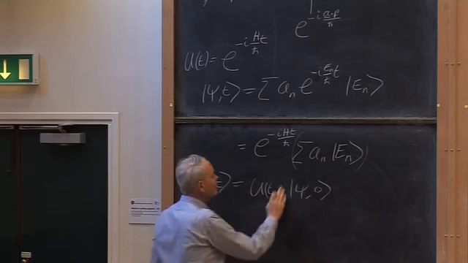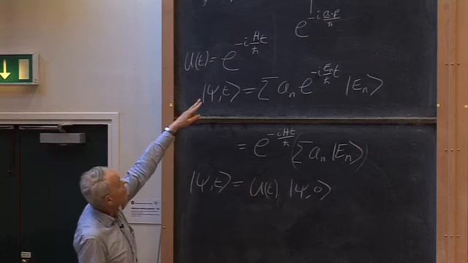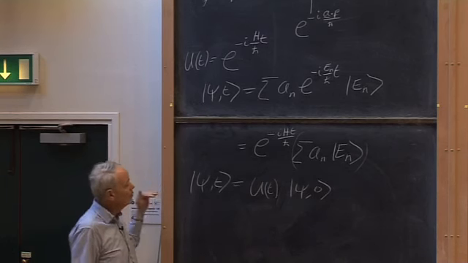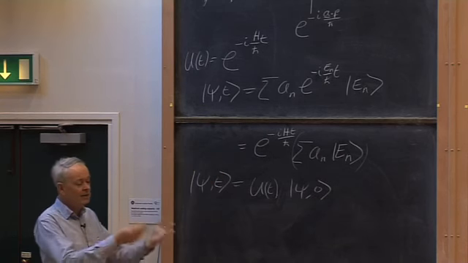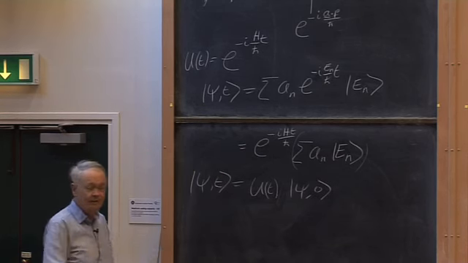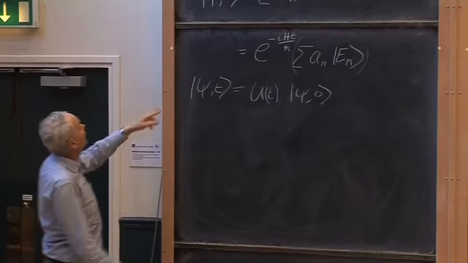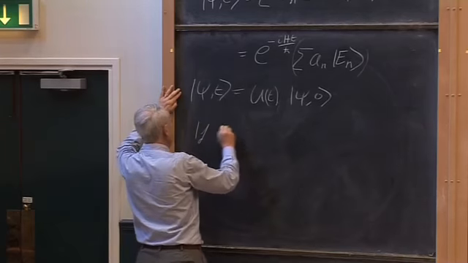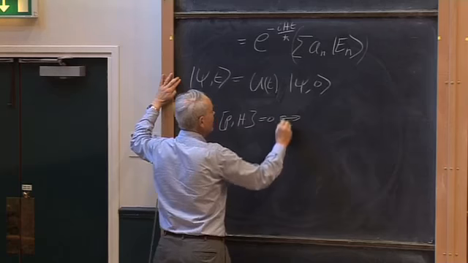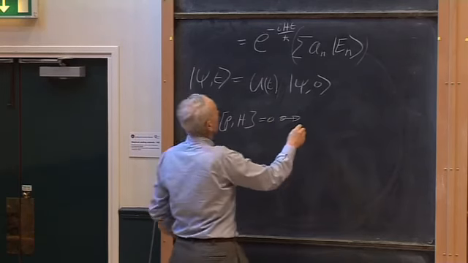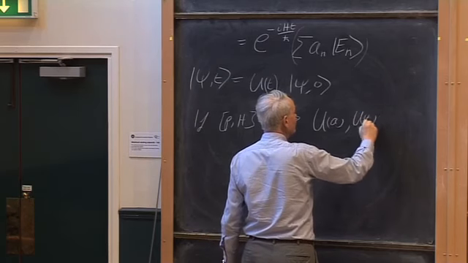This is nothing new. This is just a repackaging of old results. So the unitary operator associated with the observable time moves you forward in time. It carries you from today into tomorrow, or whatever. So let's just repeat this. If p comma H equals naught, then that implies, and indeed is implied by, the unitary operator U of a commuting with the unitary operator U of t.